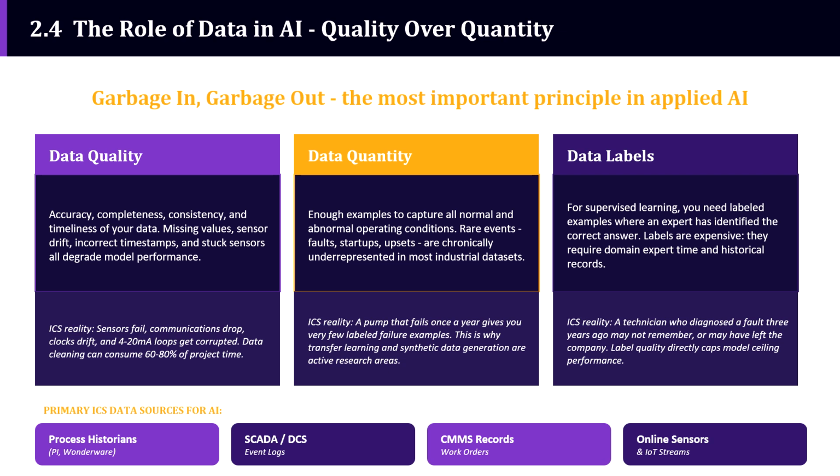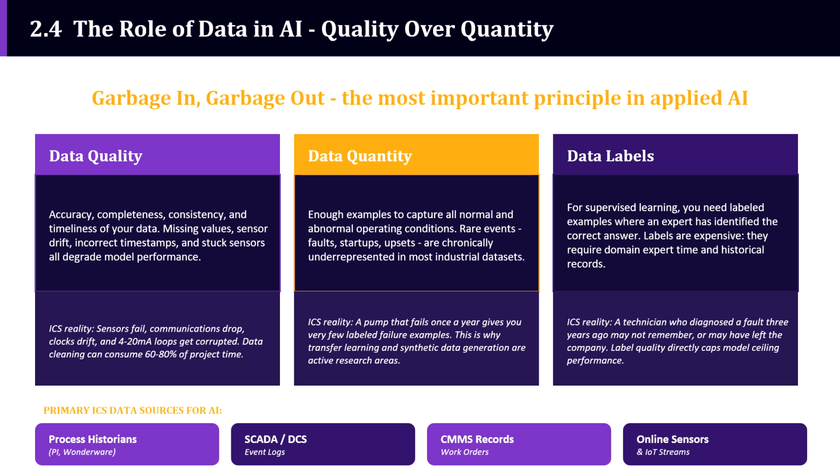Data quantity is about having enough examples. This is especially challenging for fault detection, because industrial equipment is designed not to fail. A compressor that fails once every 2 years gives you very few training examples of failure behavior. This is a fundamental challenge that the field is addressing through transfer learning, pre-training on data from similar equipment, and through synthetic data generation using physics-based models and digital twins.